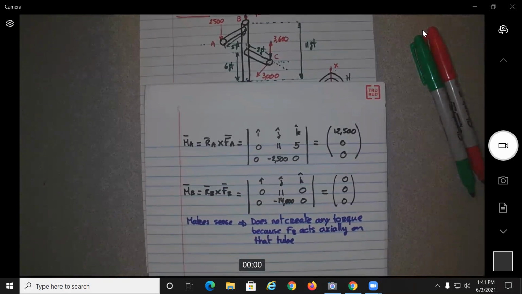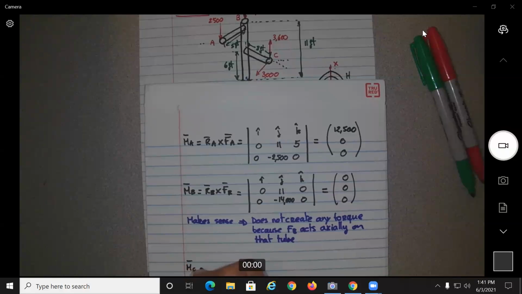Okay, and let's do the same thing for M of C. Will be equal to R of C times F of C. Will give you I, J, K. So R sub C is 860. And F of C is 0, 3600, 3000.